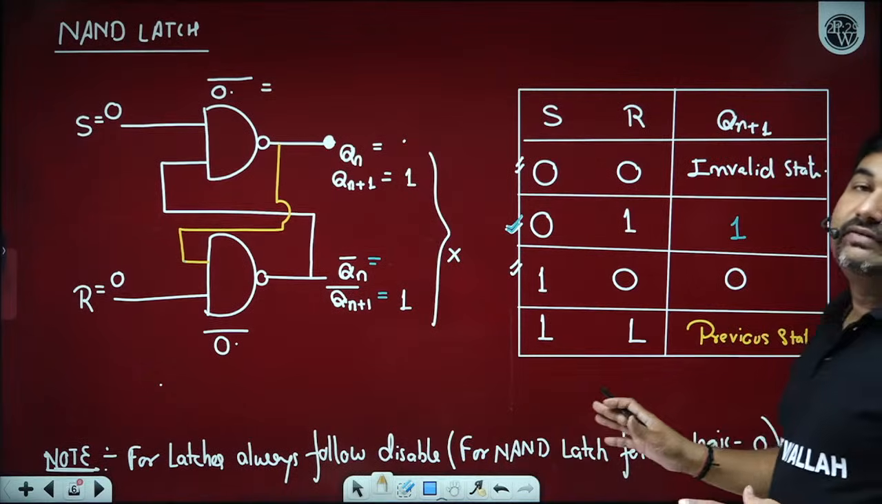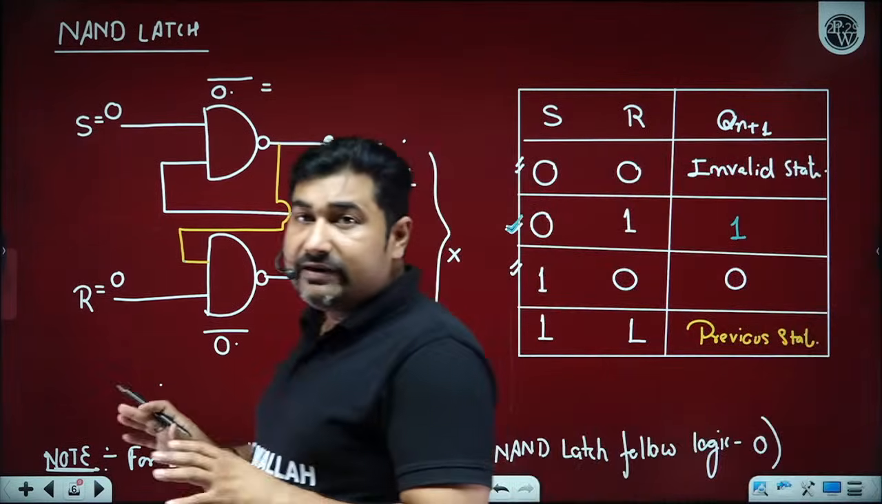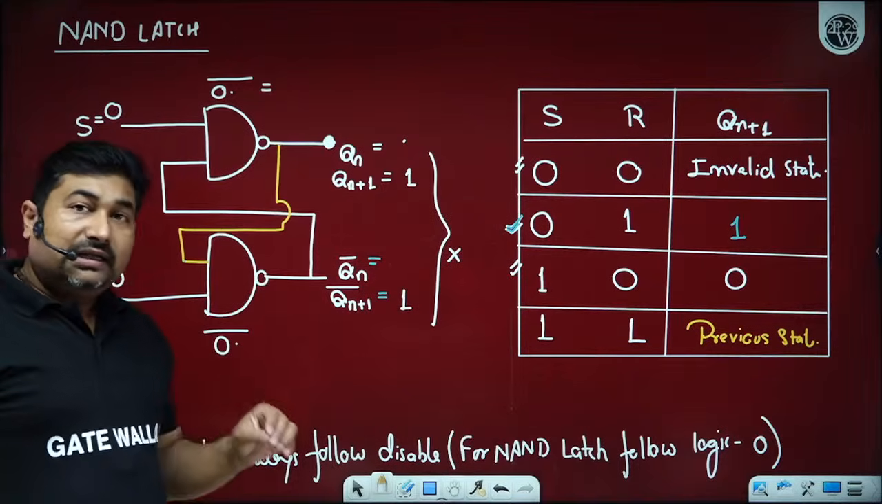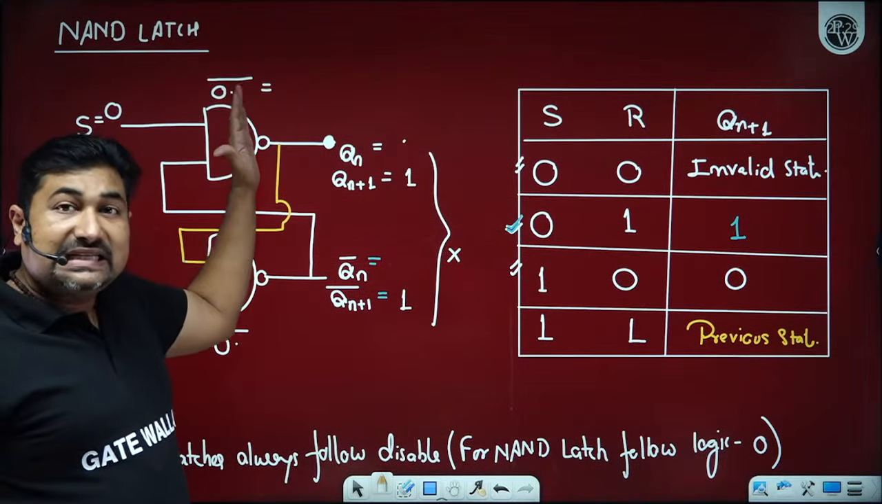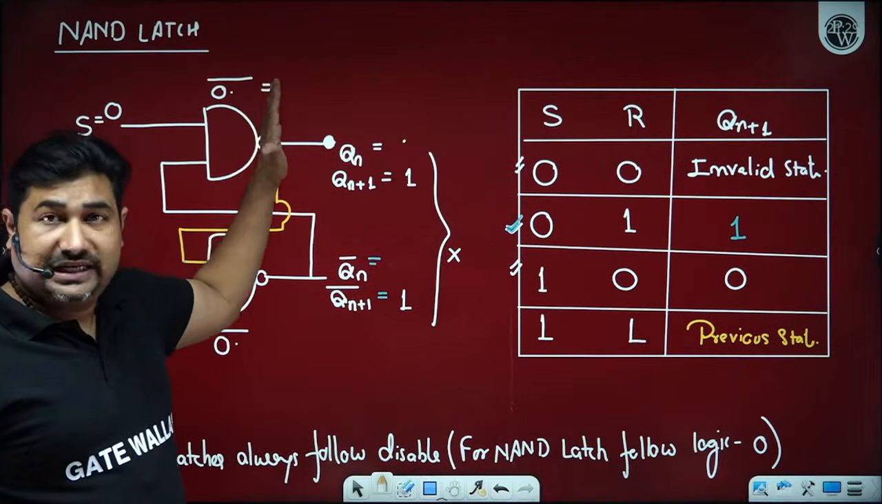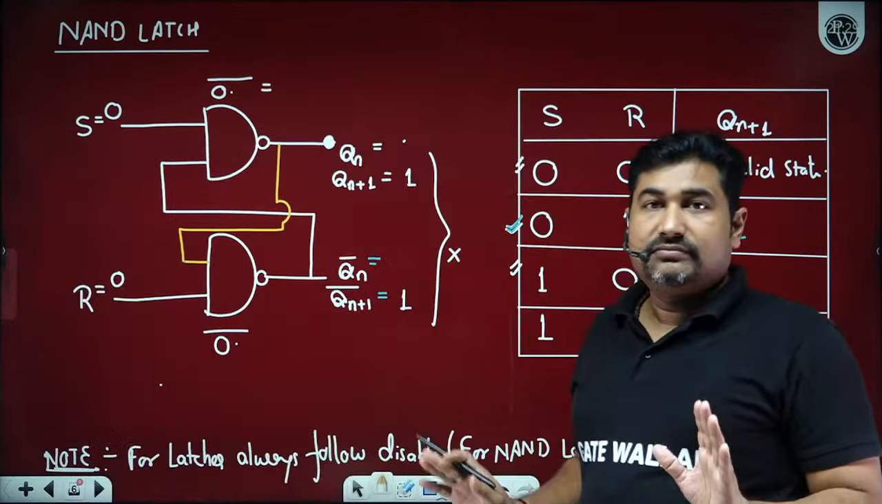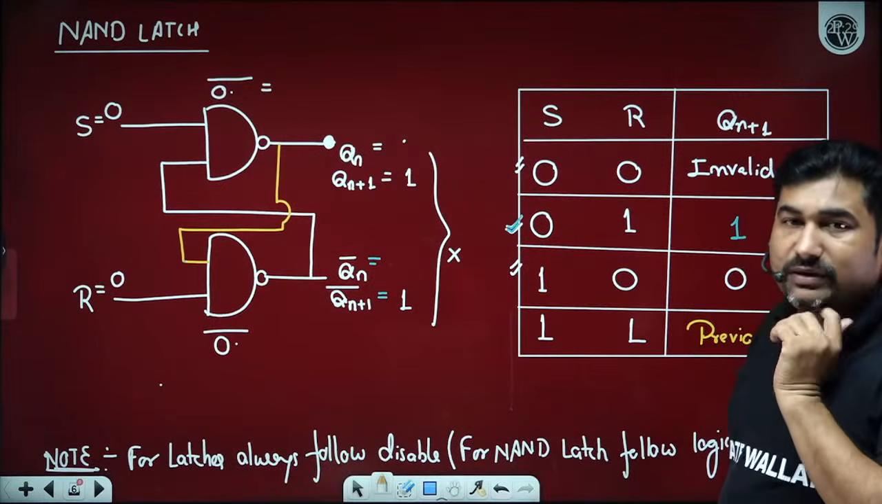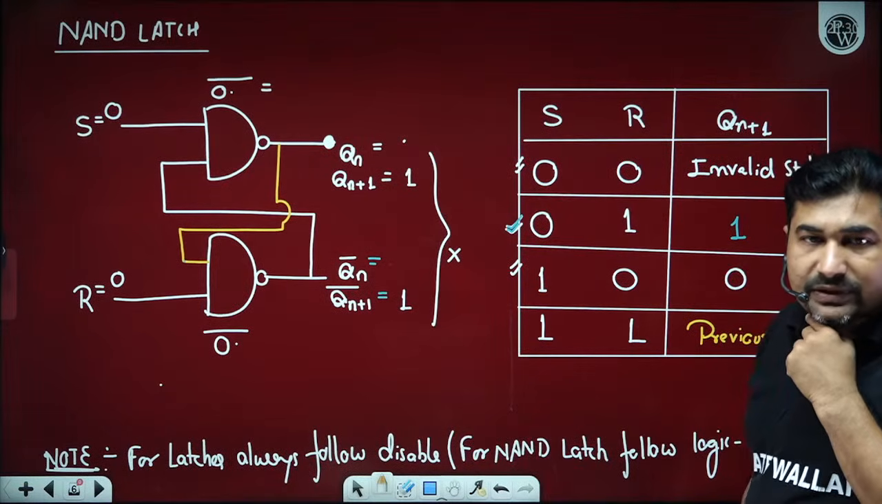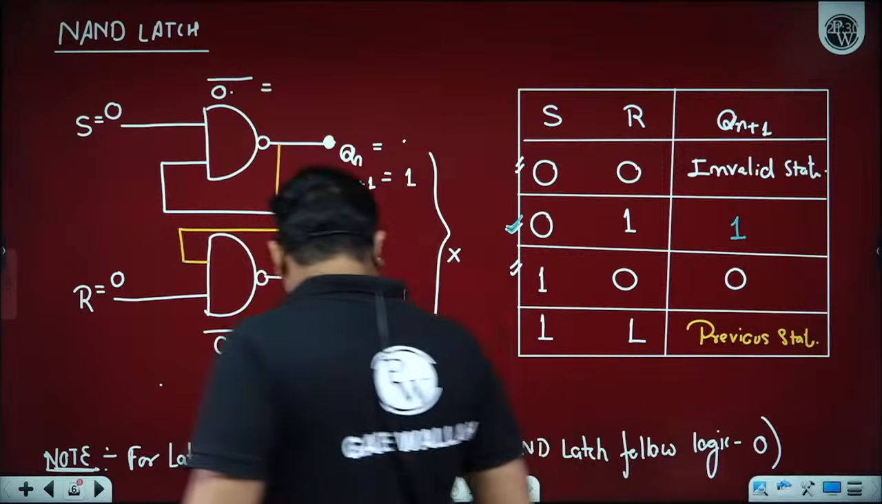We are getting 1-1. Unless there is a difference in the delay of these two logic gates, we are getting the same 1-1 at the same time. Is it okay? How many of you able to understand up to this part? Great, sir.